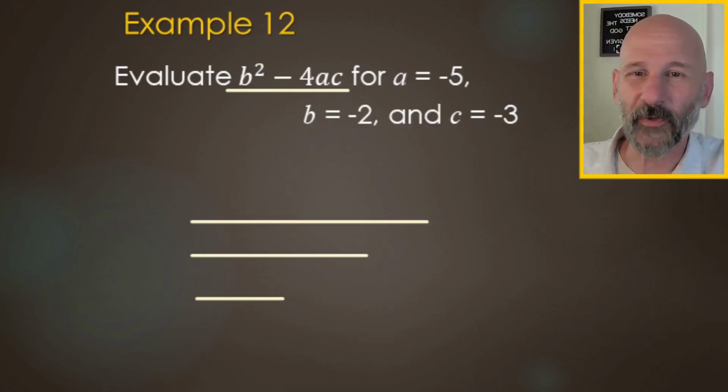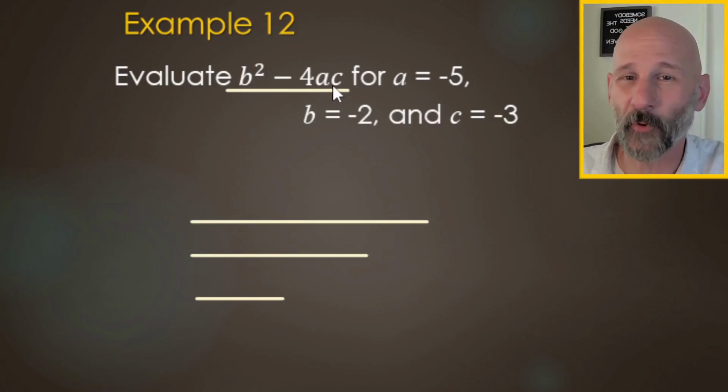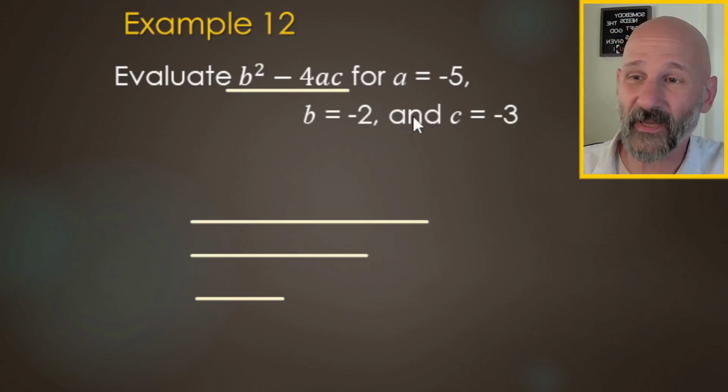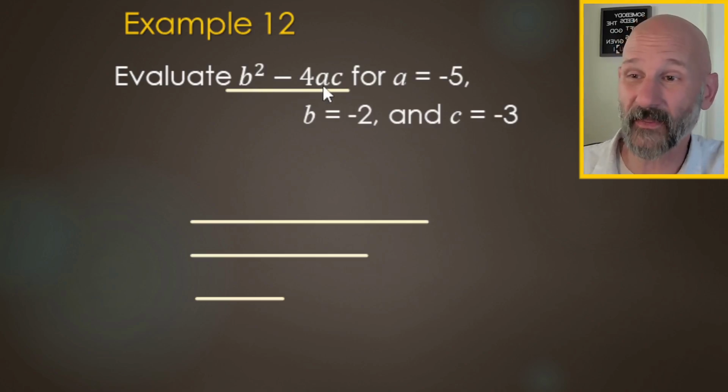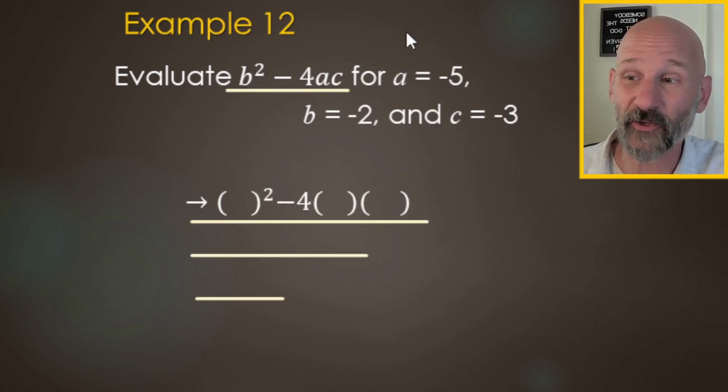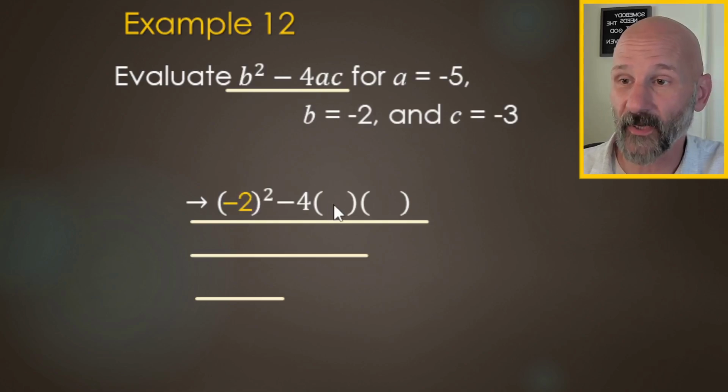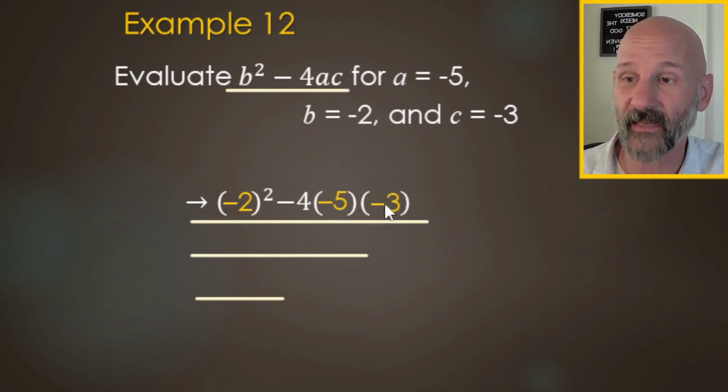Now we're going to evaluate b squared minus 4ac when a is negative 5, b is negative 2, and c is negative 3. So we're replacing the b, the a, and the c with the values here. So replacing the b, it's going to go right there, right? B is a negative 2, so that goes right there. And then we have the a, it's going to be replaced there. A is a negative 5, so that's going to go right there. And then we have the c is going to go right there, and that's going to be the negative 3.